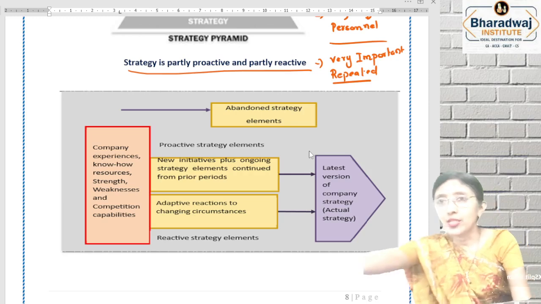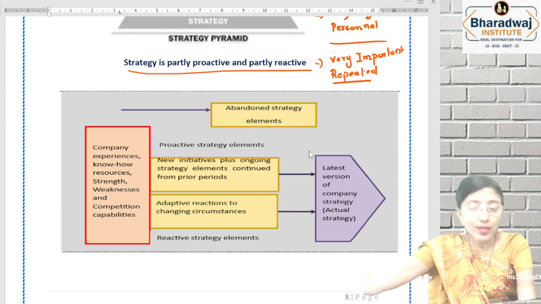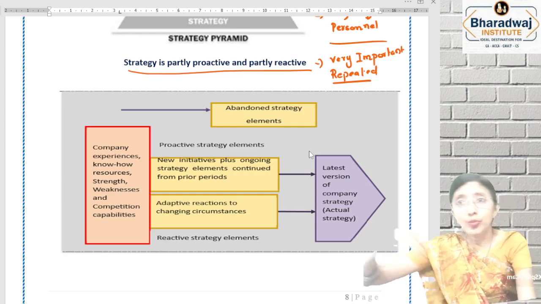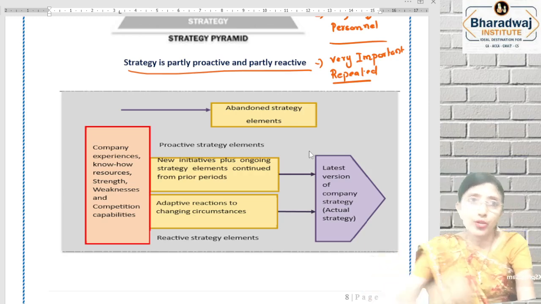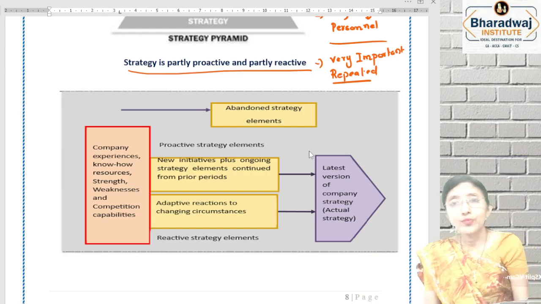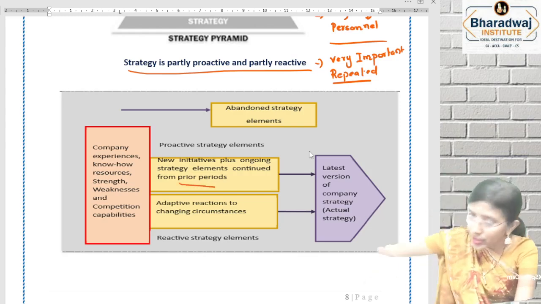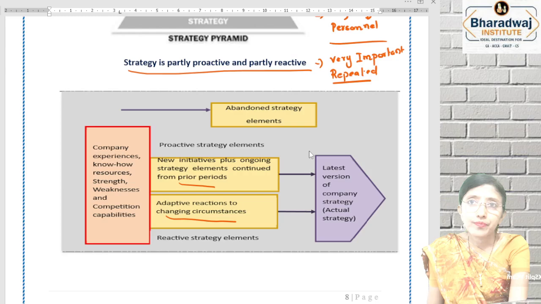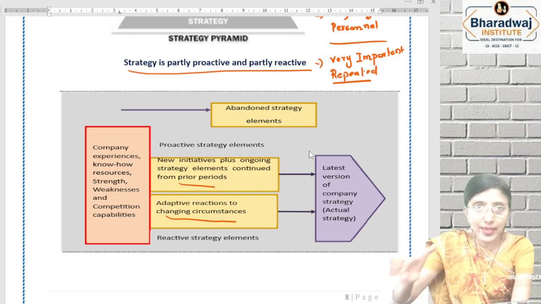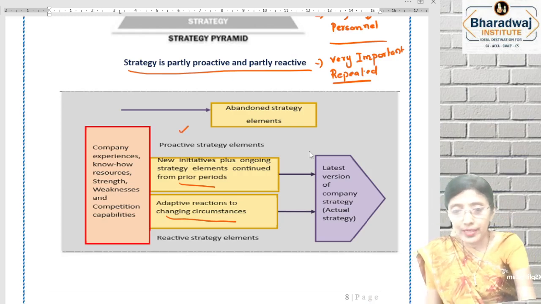Why? Because there is a change in some external environment. Legally there is some change. Politically there is a change. There is a change from a socio-economic point of view. Those things will change you. So what you are supposed to do: new initiatives plus ongoing initiatives, which continue from the previous period. At the same time, adaptation, adapting, adjusting to the situation. So you have proactive elements, you have reactive elements.